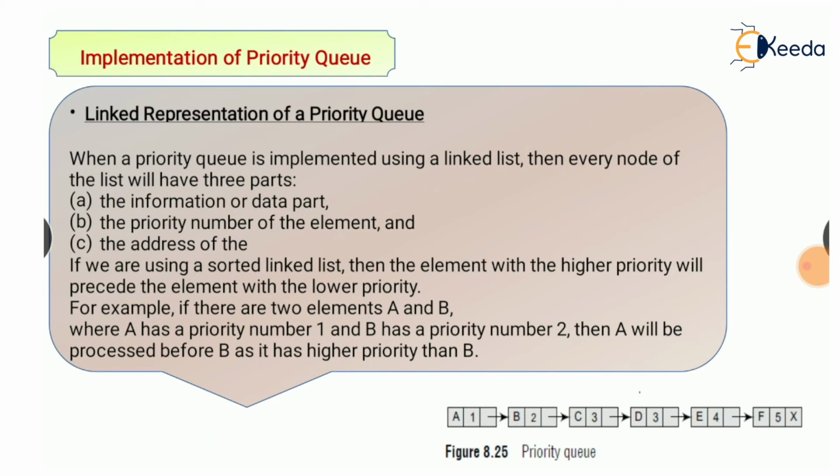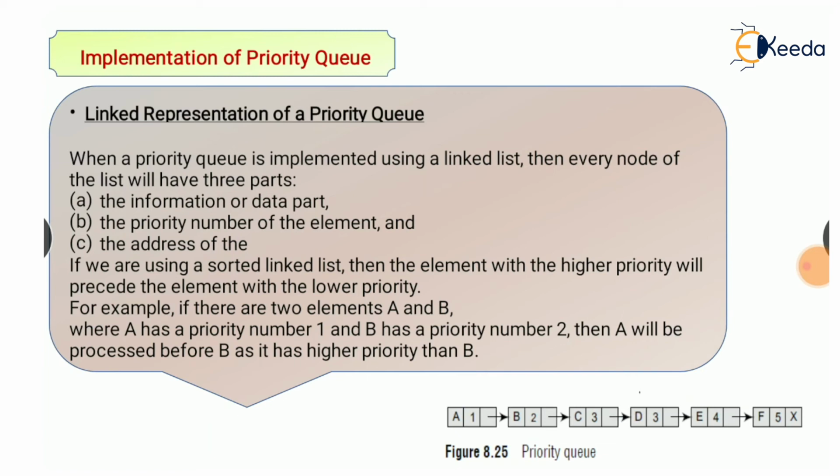If we are using a sorted linked list, like a sorted array or sorted queue, in the similar manner, a sorted linked list arranges the elements in ascending or descending order. It should be ordered. It is not messed up elements, these are to be ordered. Then the element with the higher priority will precede the element with the lower priority.